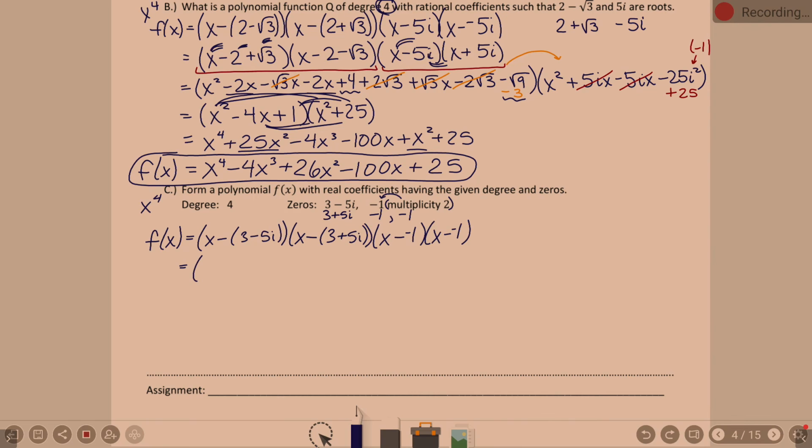So, we're going to clean this up. x minus (3 plus 5i), x minus (3 minus 5i), x plus 1, and x plus 1. Those are essentially your 4 parentheses you need to multiply out. Do the ones with the i's together, do your x plus 1s together, get those answers, then multiply again. I can guarantee I've written too big and I'm going to run out of room.